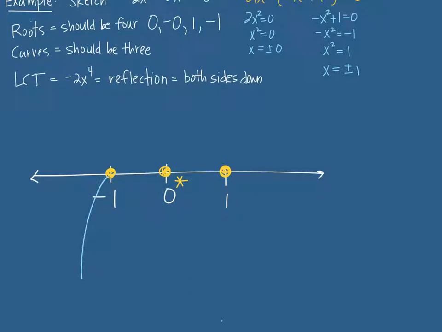Both sides are down. Left side is down. Right side is down. I pass through negative 1 and curve towards 0. I pass through positive 1 and curve towards 0. And then at 0, instead of colliding, I have my final curve because of the bounce that happens because of the multiplicity. And so then you end up with a graph that looks like that.